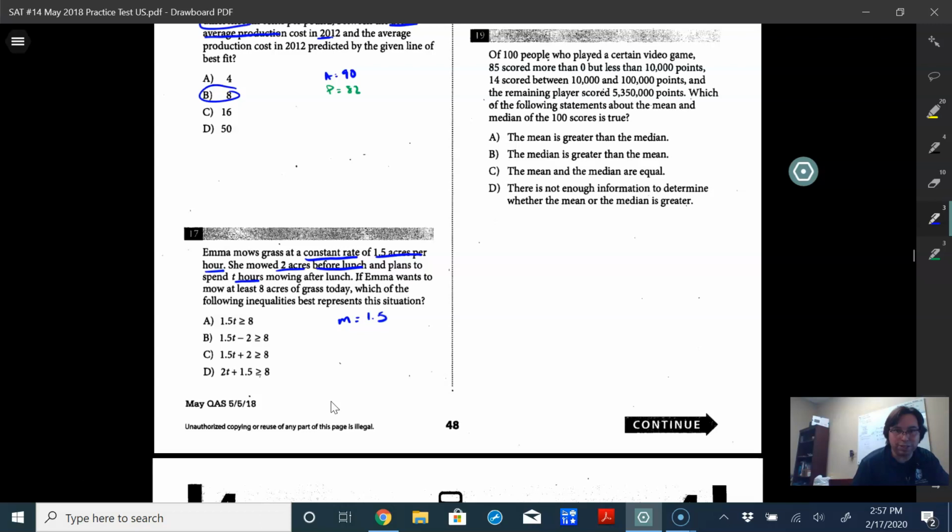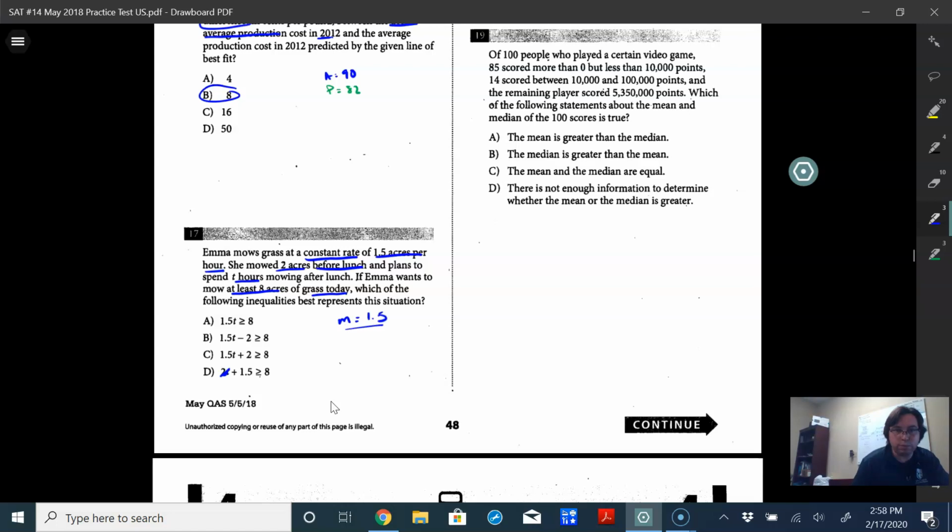If Emma wants to mow at least 8 acres of grass a day, which of the following inequalities best represents this situation? All right. And so what we're trying to understand here is that the slope or the increase is about 1.5. She mowed 2 before lunch. So that's 1.5t. So this is 2t, so that's out. And she wants to mow at least 8, if not more. So greater than or equal to 8. So, okay, we see all that.